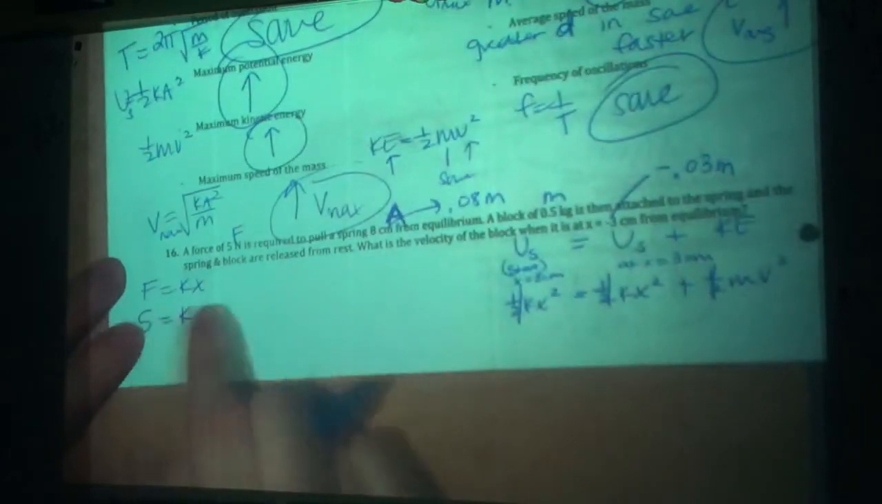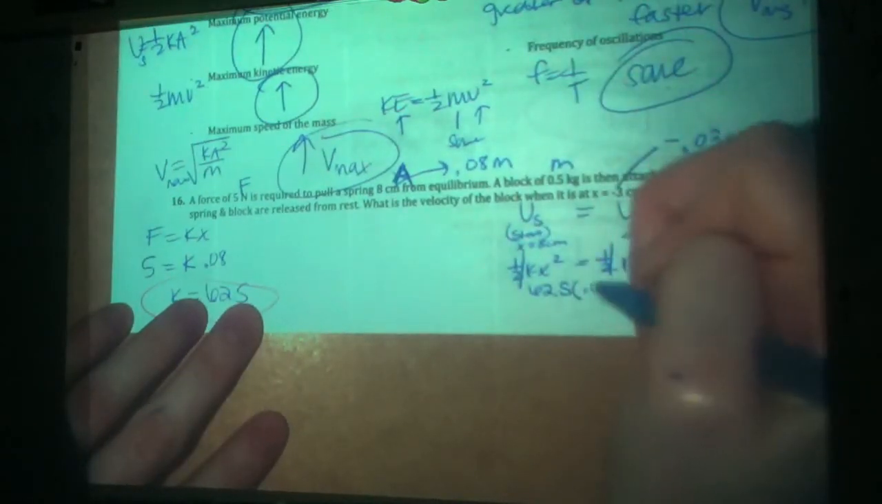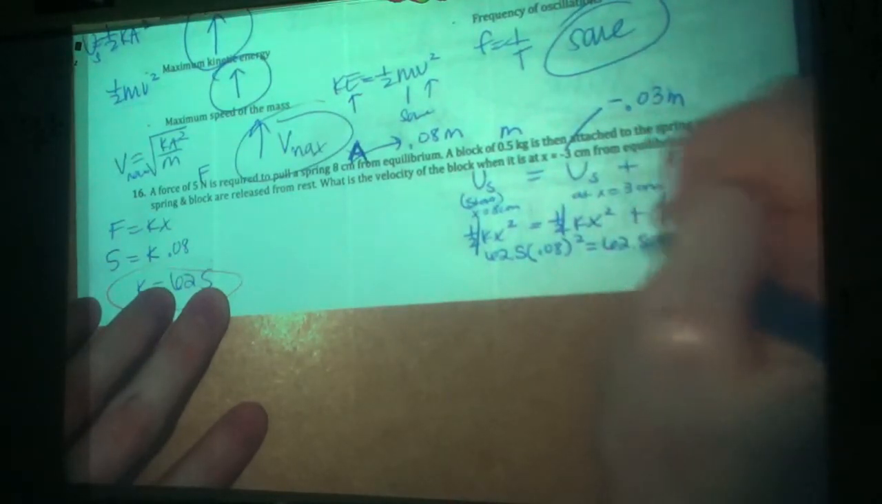Right, so then the force there, or the X that goes with the 5 newtons force is the 0.08, so I'm going to divide and I get my K is 62.5 for my spring constant. And now I'm ready to plug in, so 62.5, at the beginning that was the 0.08 squared, and then this is going into some potential and some kinetic, so I still have the same spring constant, but now I'm at the 0.03 position. I left off my negatives.